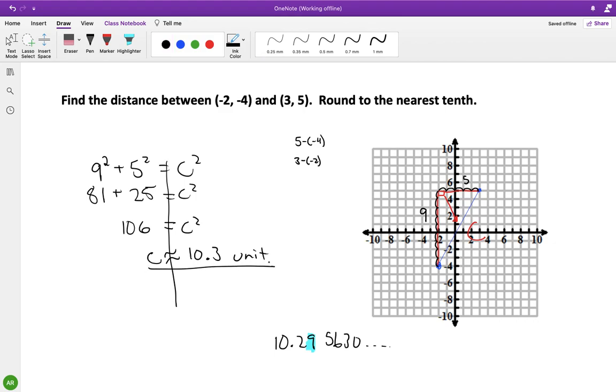Okay, so that is determining the distance between 2 points using a right triangle on a coordinate plane. The next video will cover finding the distance using the distance formula.